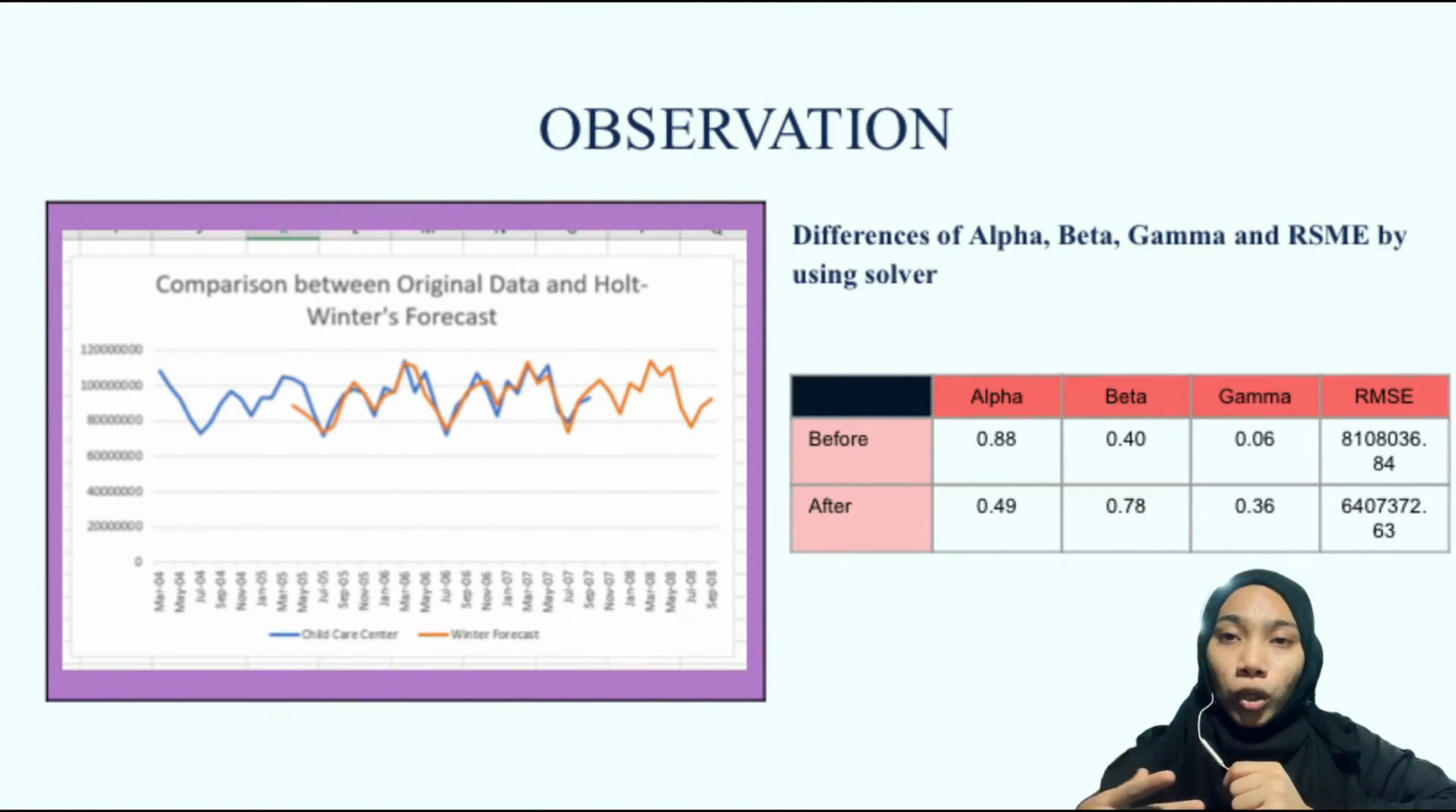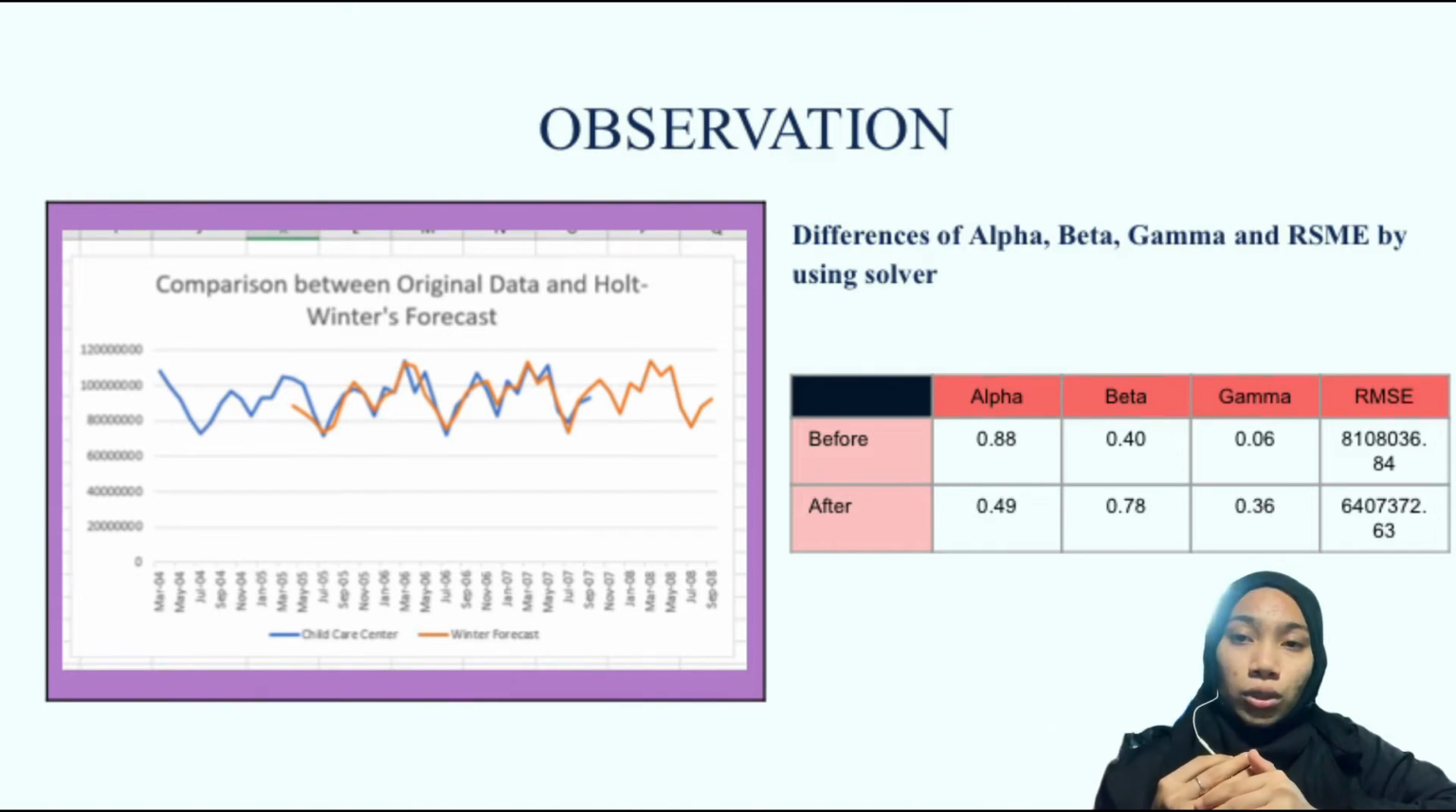Thank you. Next, I would like to continue with the observation. As shown on the graph above, it represents the comparison between the original data and the Holt-Winters forecast from March 2004 to September 2008. The figure shows that it changes regularly at the data level. So that means the forecast data patterns that we observe are trend and seasonality. Our group's opinion is that the Holt-Winters forecast is the more suitable method because the data pattern for Holt-Winters is similar to the original data.